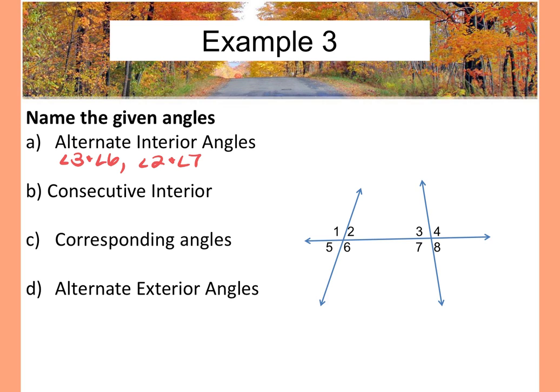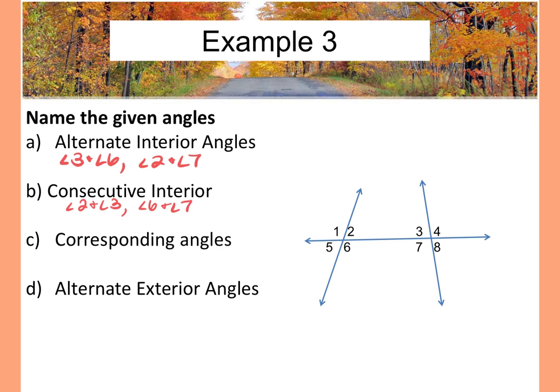Okay, B, consecutive interior, which remember is also called same side interior. Give me one pair. 2 and 3. What's the other pair? 6 and 7. Good.